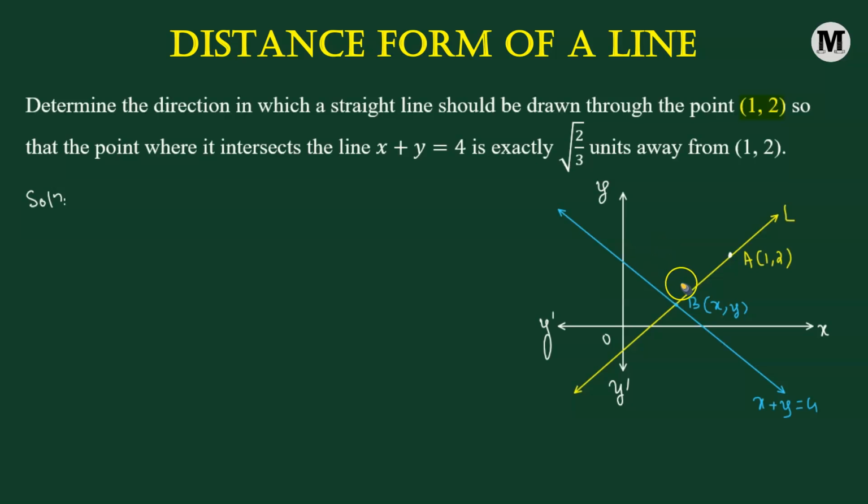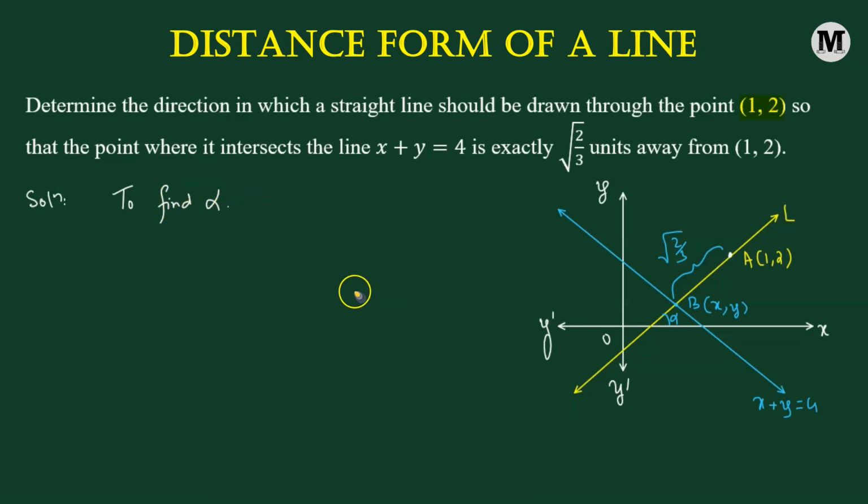Now, it's given that the distance AB equals √2/3 units. Using this information, we need to find the direction in which the line L is pointing. In other words, we need to find this angle alpha, which is the angle that the line L makes with the positive direction of the x-axis. So in our problem, we need to find the value of alpha.